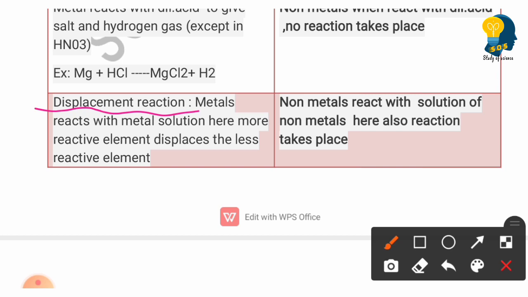In the next point, we will understand the chemical reactivity of metals with the help of displacement reactions. In a displacement reaction, a more reactive element displaces a less reactive element, right? So when a metal reacts with a metal salt solution, what happened? The more reactive element displaces the less reactive element. Whereas in the case of non-metals also, when a non-metal reacts with a non-metal solution, the reaction takes place.